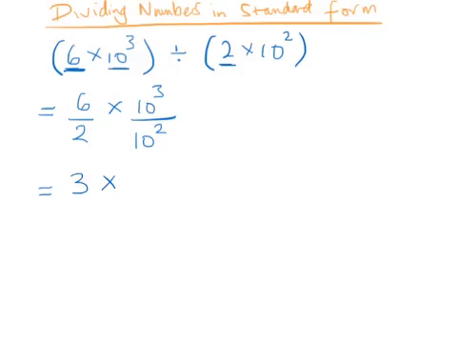And now remember, when you're dividing numbers, the laws of indices says that you subtract the indices. So it's 3 minus 2. So this is 3 times 10 to the 1. And that's your number in standard form. And 3 times 10 to the 1 is the same as 3 times 10, or 30 as a normal number. But that's a number in standard form: 3 times 10 to the 1.